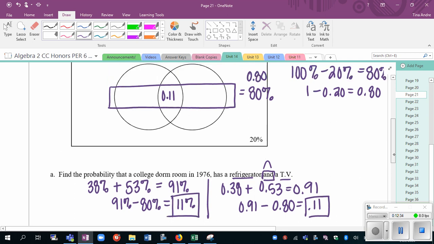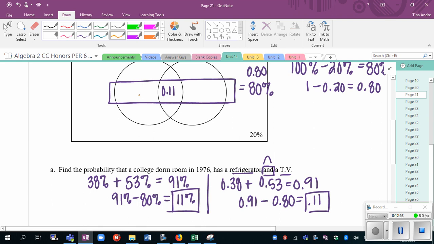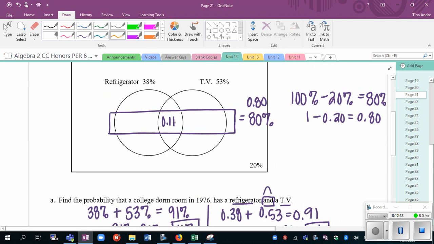Now, to figure out the rest of these, I'll put 11% here as well. Since 11% of people have both a refrigerator and TV, how many have just a refrigerator and not a TV? Well, I'm going to do 0.38 minus that overlap.